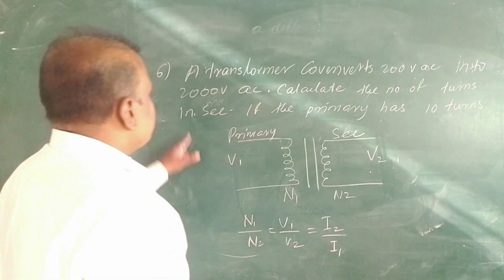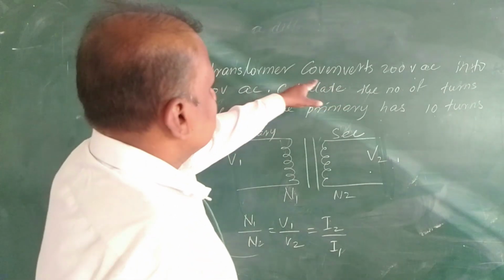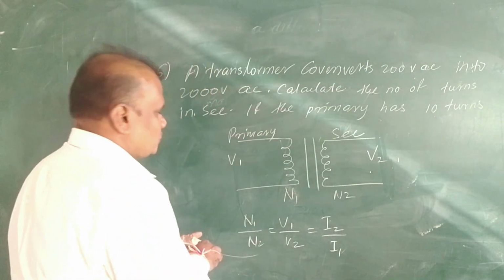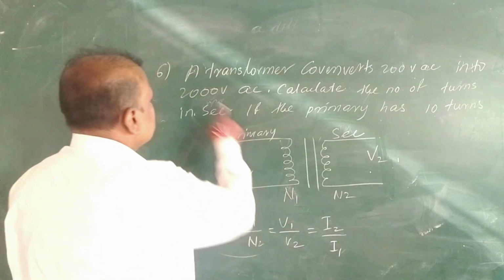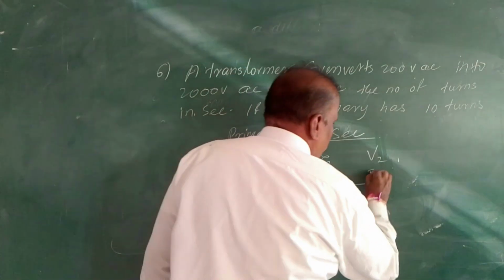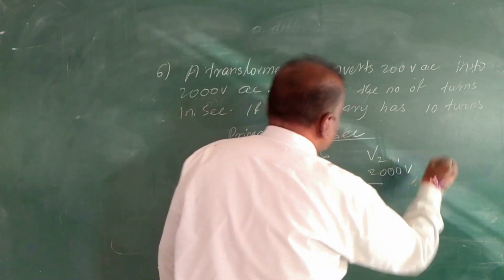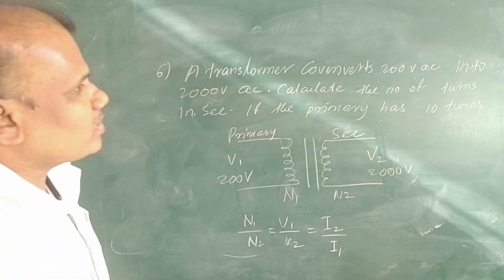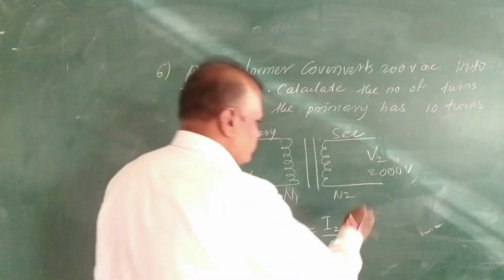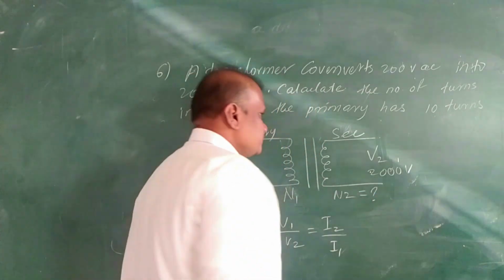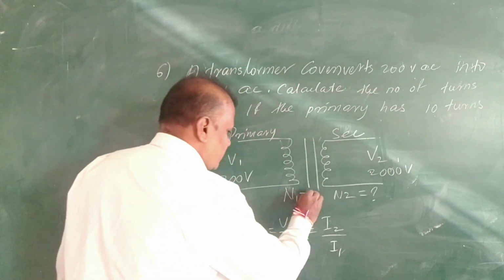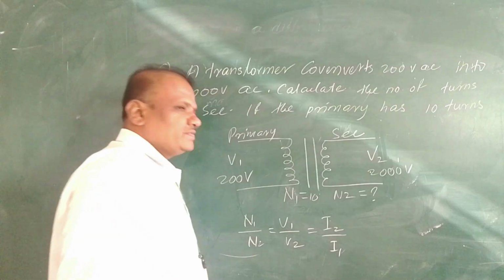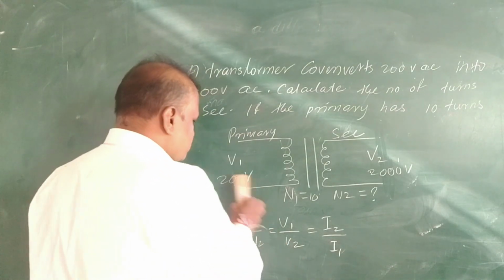Here you can see the input voltage is 200 volts, and the secondary voltage is 2000 volts. Calculate the number of turns in the secondary. So we have to calculate the N2 value, if the primary has 10 turns, so N1 equals 10. I am going to make use of this formula.